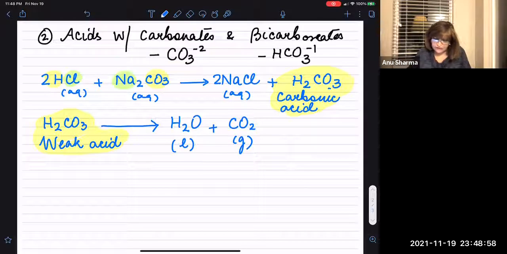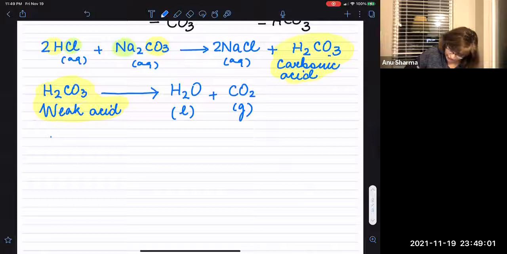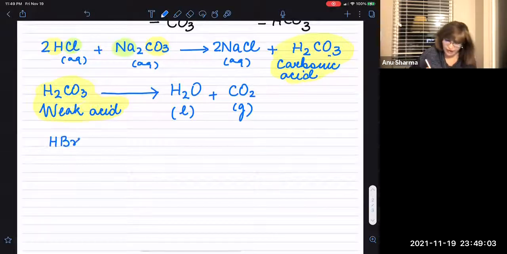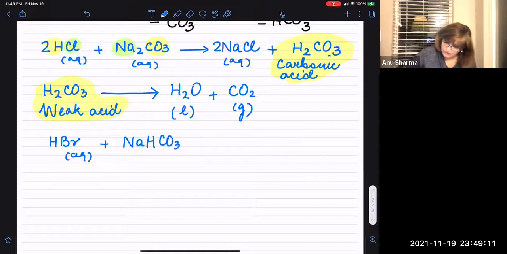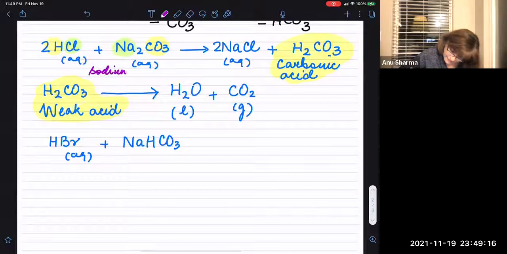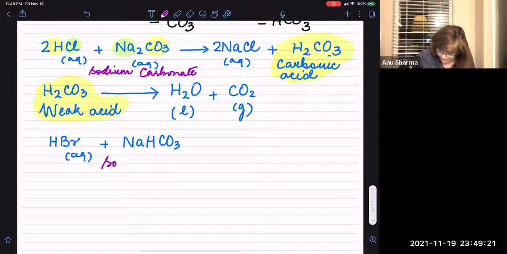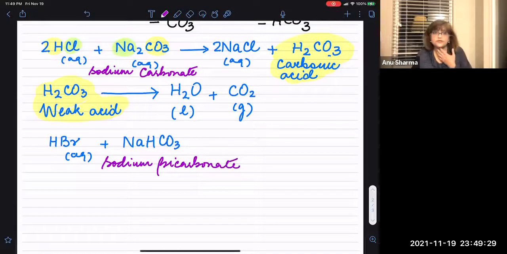But let's say you have HBr, hydrobromic acid aqueous, reacting with NaHCO3. Let me write the names here. This one is sodium carbonate, and this one is sodium bicarbonate, the one that you use in baking. Sodium bicarbonate is also going to give you the same reaction.